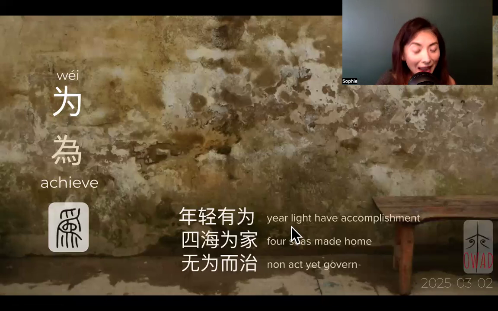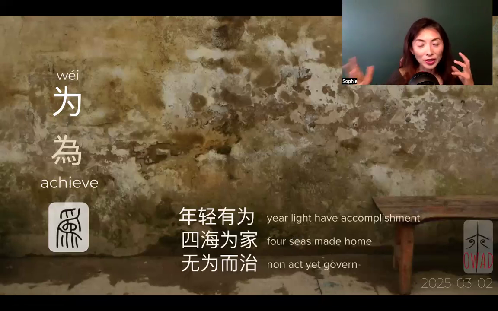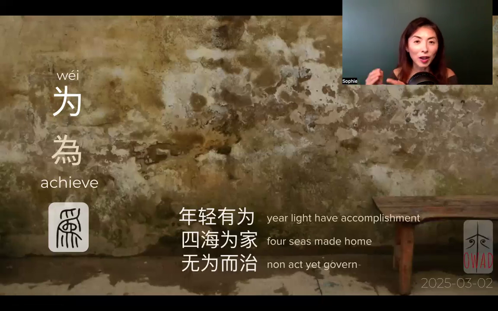年轻有为. 年轻 is a Chinese way to say young. Somebody is considered young according to the benchmark of what's considered normal. Relative to the normal age at which you're expected to accomplish something, this person is younger. The years are lighter than the normal number. Okay, 年轻有为: already has accomplishment. So this is the Chinese way to say that someone is not exactly at the prodigy level, but quite accomplished as a young person.